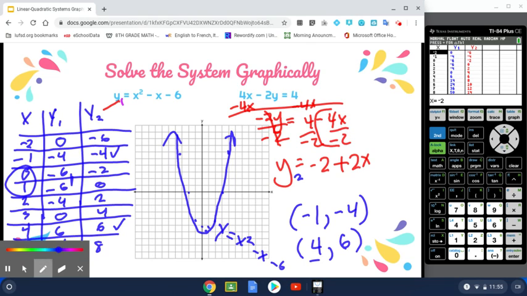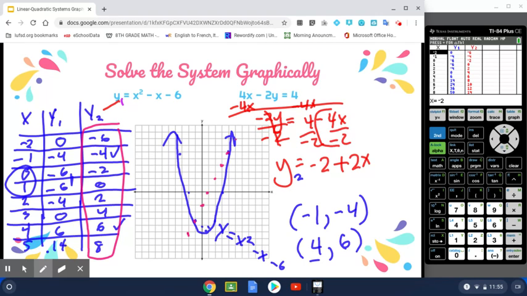Now I'm going to graph my line in red. So I'm going to use these points for the line, for the y. So I have -2, -6. -1, -4, which is that point of intersection. 0, -2, 1, 0, 2, 2, 3, 4, 4, 6, my other point of intersection, and then 5, 8.